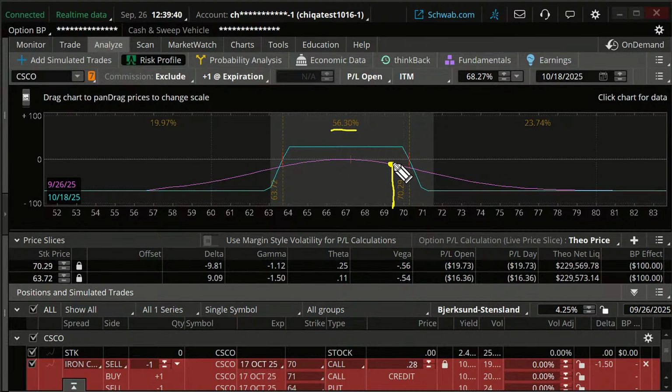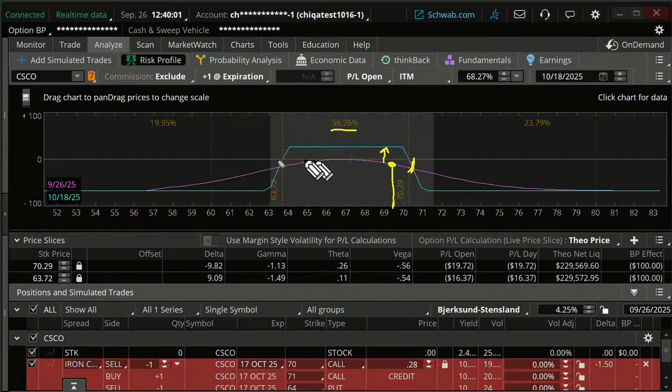But you can see over time, this purple line would go up as we get closer to expiration, that means the time decay is actually positive for us in there. It's a theta, positive theta trade within bounds.